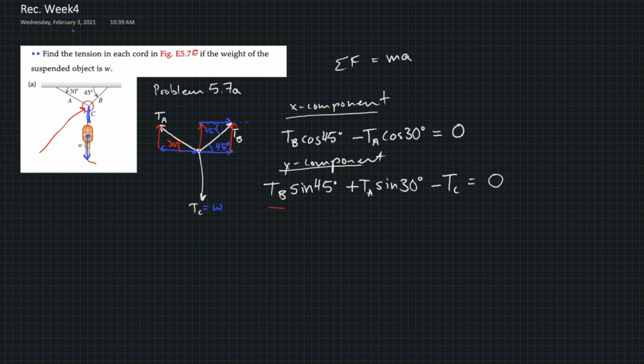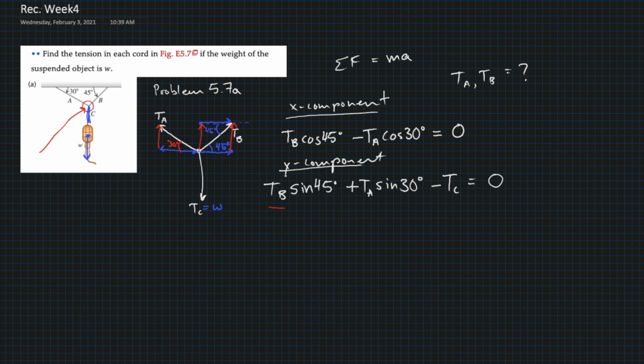So we already know that value, which means the only values we don't know are tension A and tension B. So tension A and tension B are the things that we're trying to solve for. And so we have 2 unknowns and 2 equations, which is perfect. So with a system of equations, we can solve this for tension A and tension B. And that's exactly what I'm going to do.